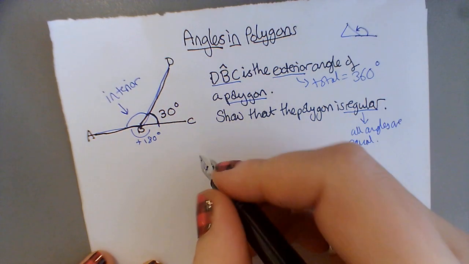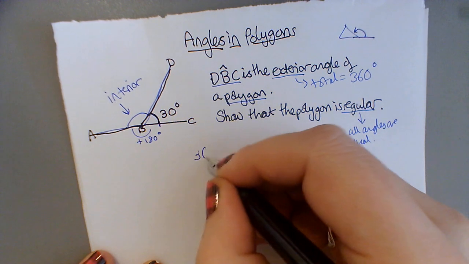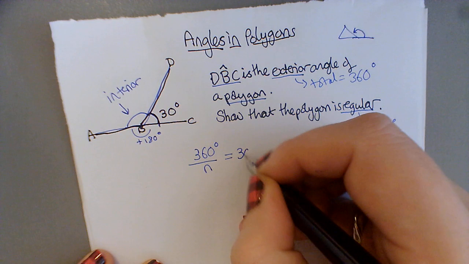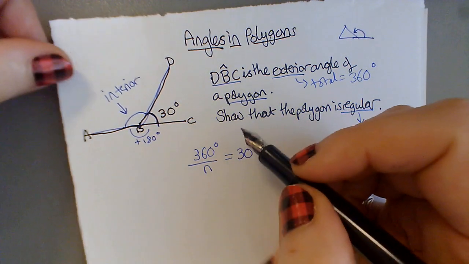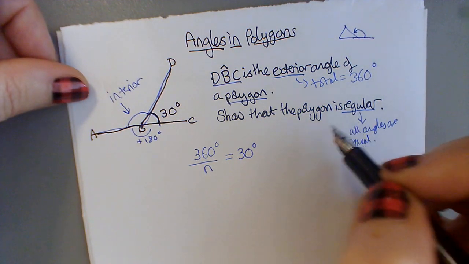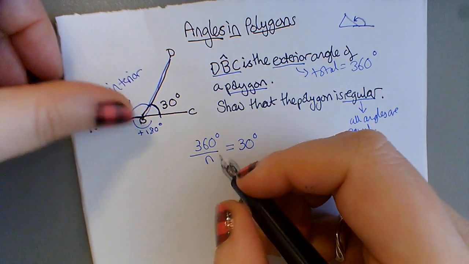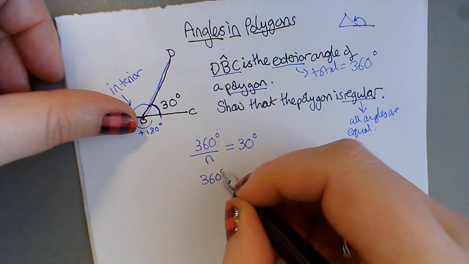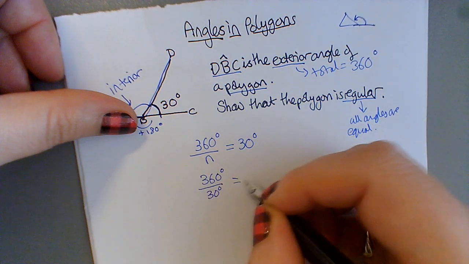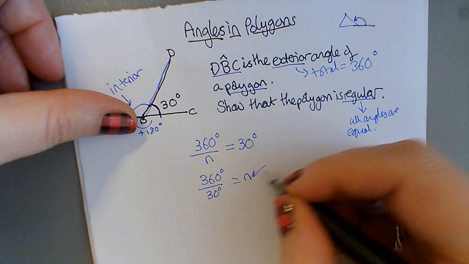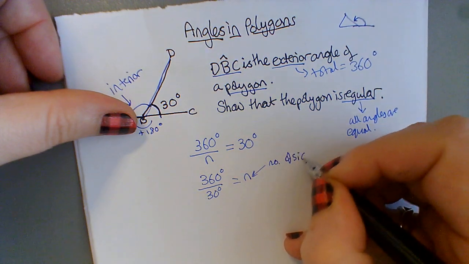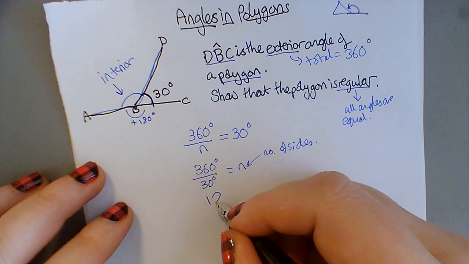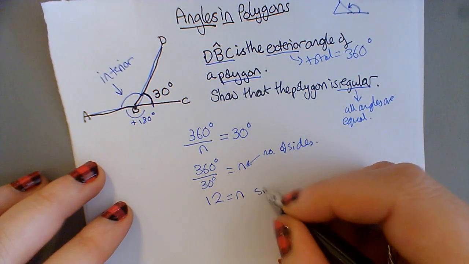So what I know is that if I did 360 degrees divided by the number of sides, I would get the size of this one exterior angle, if it's a regular shape. So let's test that. I'm just going to work out using my fact families. I can do 360 degrees divided by 30 and I will get n, where n is the number of sides. 360 divided by 30, so it is 12. So there are 12 sides.